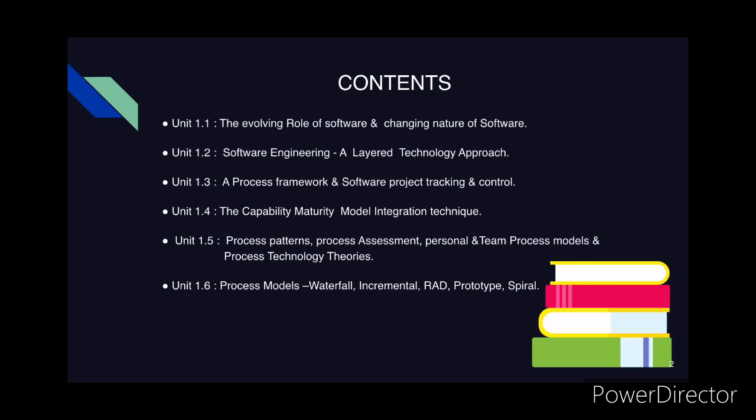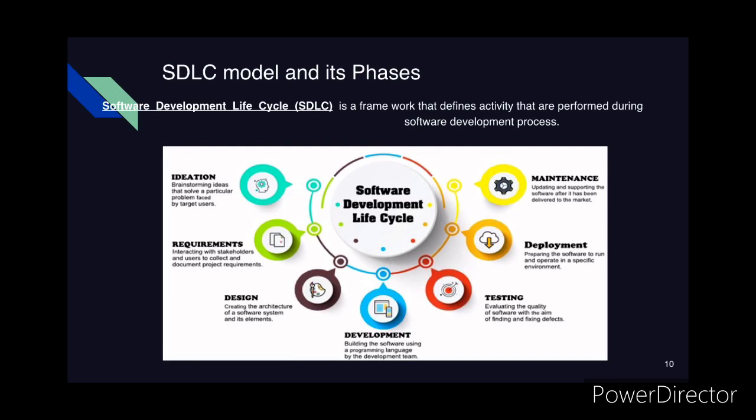So next topic is SDLC models and its phases. Software development life cycle is a framework that defines activities that are performed during the software development process. Now, as we know, software development is the development of software for specific purposes. For software development, there are many programming languages that you can use, like Java, Python, C, C++, etc.